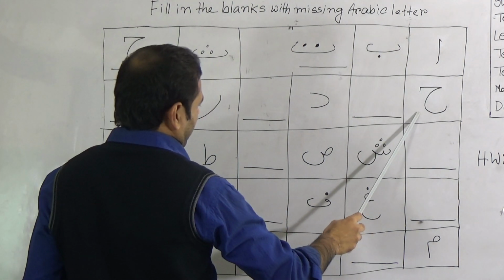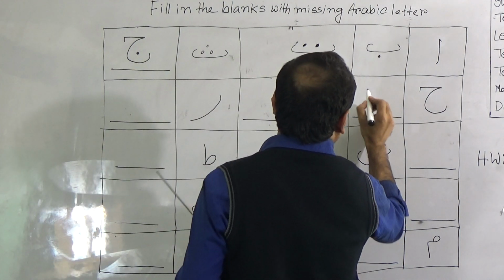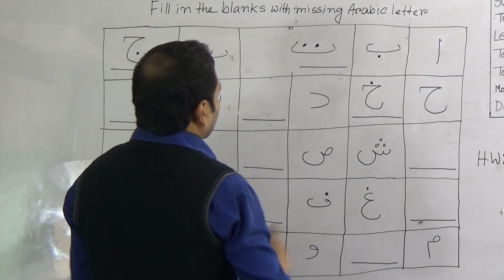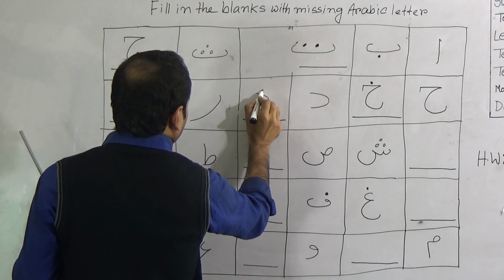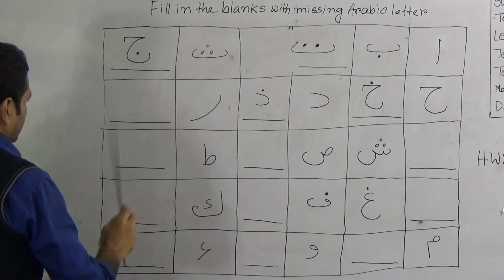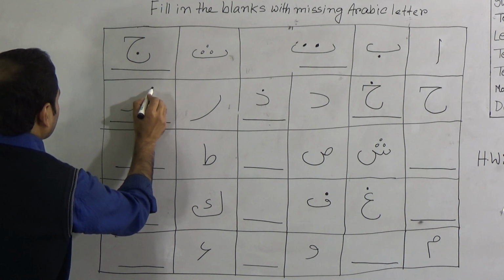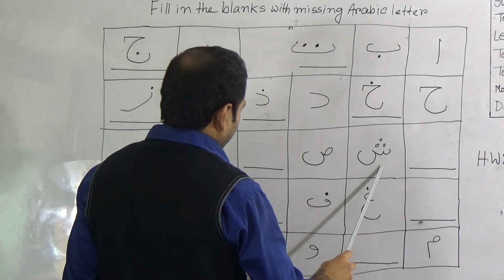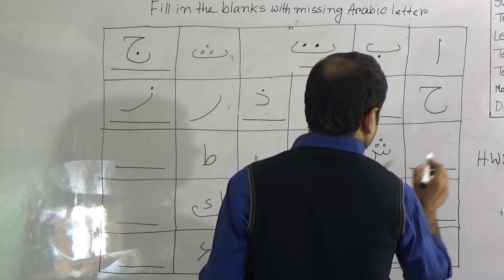Now Ha is given. Ha, blank, dal. After Ha, Kha comes. So here will be Kha. Now dal is given. So after dal, dal. So here it will be dal. Now here it is written Ra, blank. After Ra, we know that Za comes. So here will be Za. Now blank, Shin. Which letter comes before Shin? We know that Sin comes before Shin. So here it will be Sin.